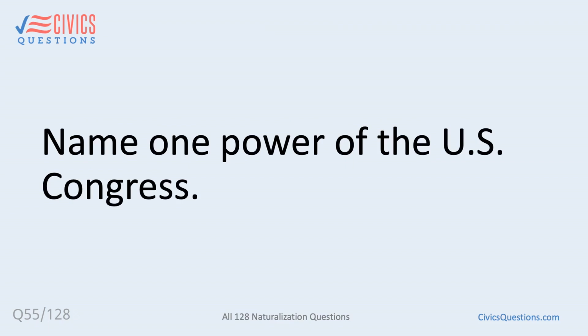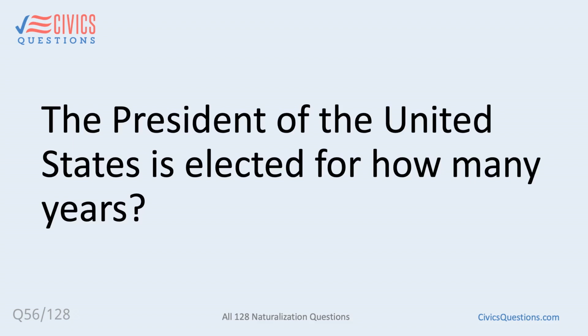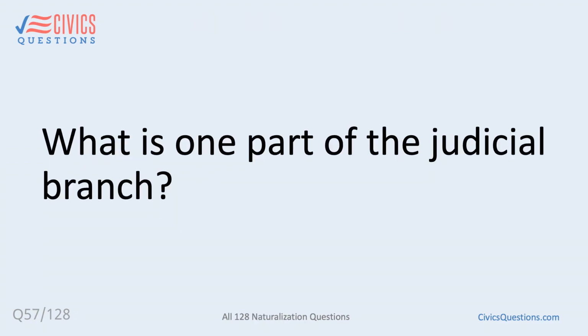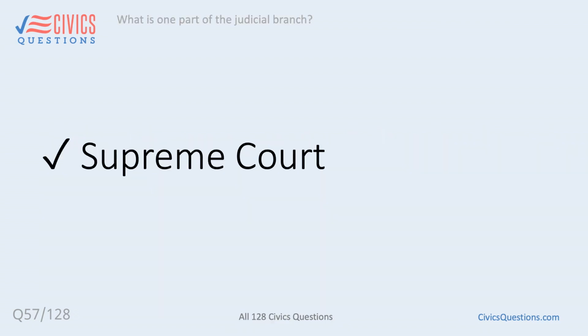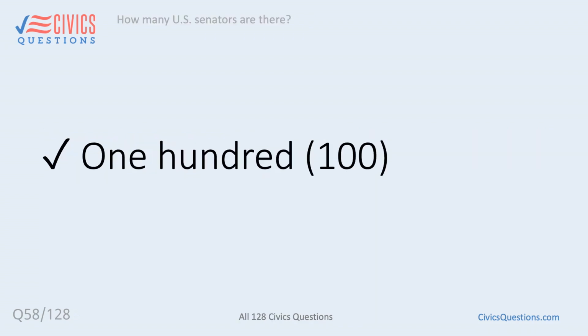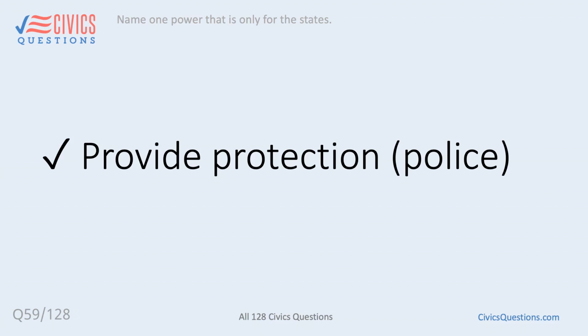Name one power of the U.S. Congress. Writes laws. The President of the United States is elected for how many years? 4 years. What is one part of the judicial branch? Supreme Court. How many U.S. senators are there? 100. Name one power that is only for the states. Provide protection. Police.